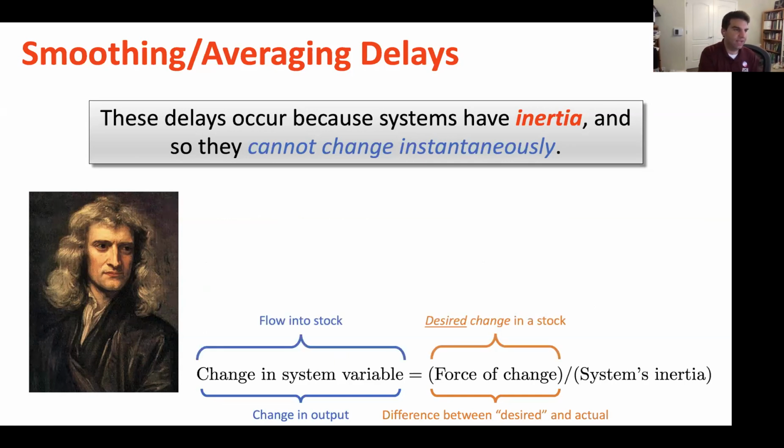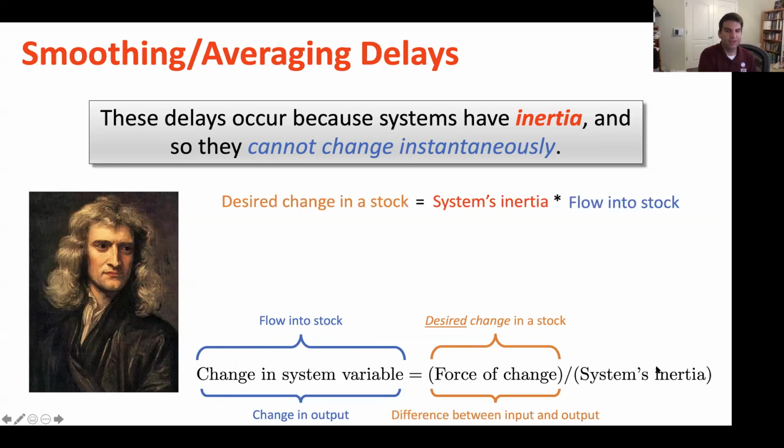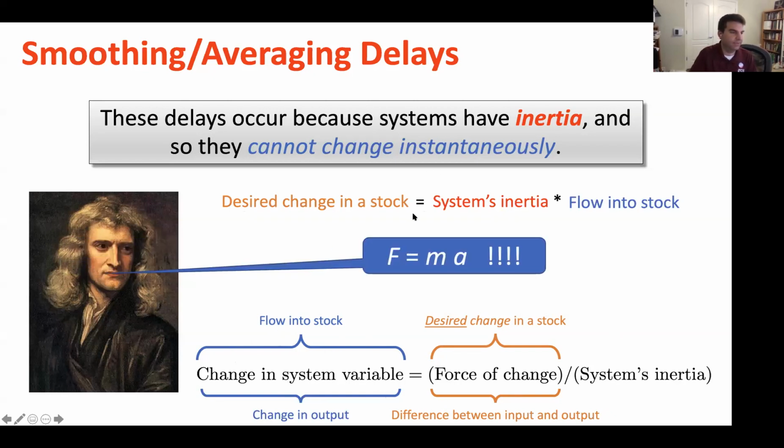So I can summarize that by saying, for any system you build, we can put the flow of the stock over here as the change in system variable. The force of a change is a desired change in the stock, and we scale that down by the inertia. With a little rearrangement here, we get the desired change in a stock is equal to the inertia times the flow. I just took the inertia and multiplied it by the flow of the stock, and that is exactly F equals ma.